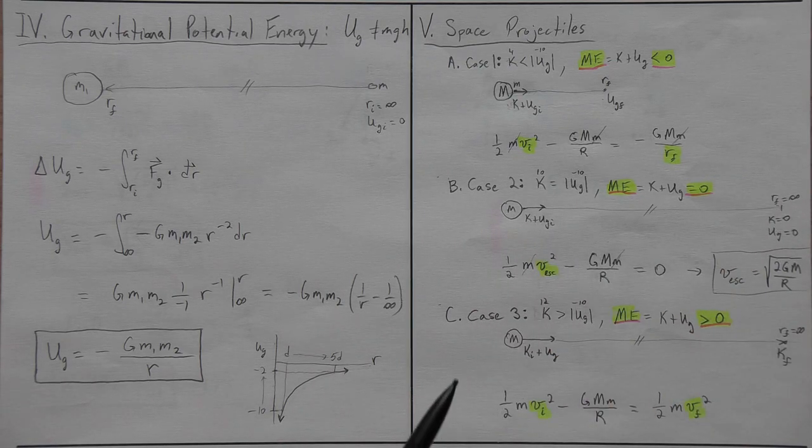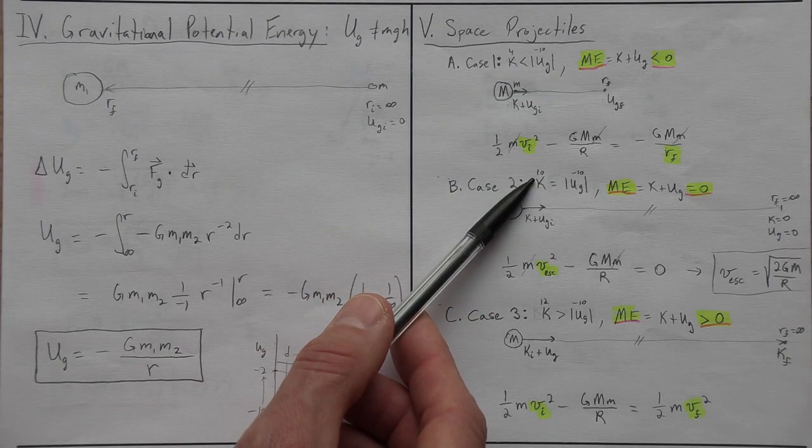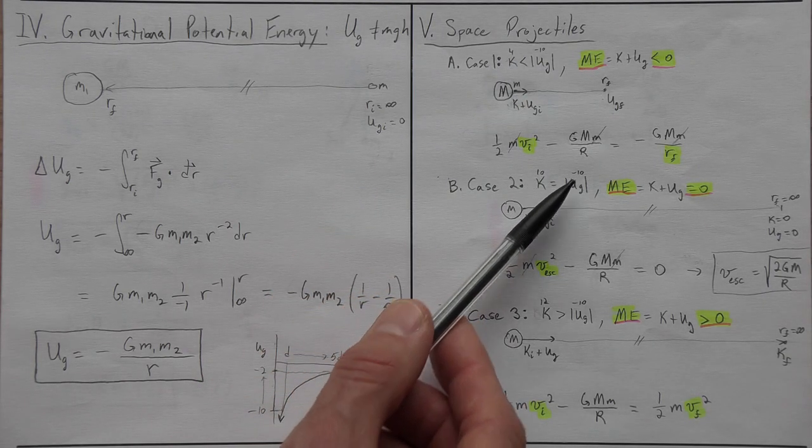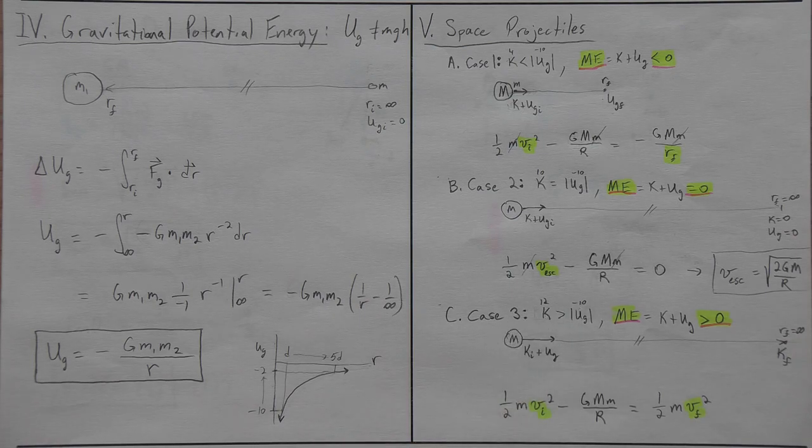Escape speed. The third case, instead of kinetic energy being just equal to the absolute value of gravitational energy, what if it's even greater than that? Well, then that's the case where you shoot more than enough, greater than 11,290, and when it gets to outer space, it'll have kinetic energy left over to keep going. It'll have velocity still instead of coming to a rest out there.